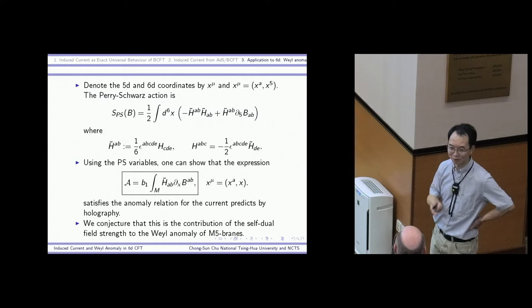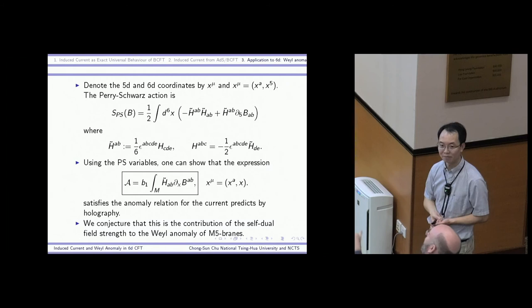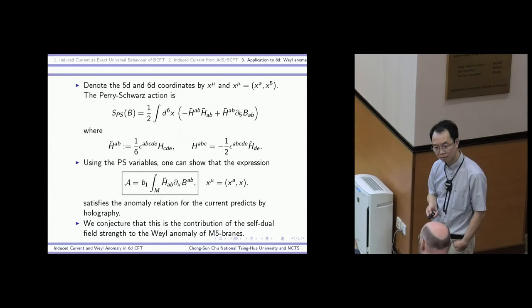I have no idea. But n squared minus one, they have, for example, in the Weyl anomaly, Witten did. It comes from the Chern-Simons correction. Yeah, because you can see in the five-brane, you can get that through the anomaly cancellation, and then the inflow cancellation allowed you to get the n squared minus one. Okay, it would be interesting.